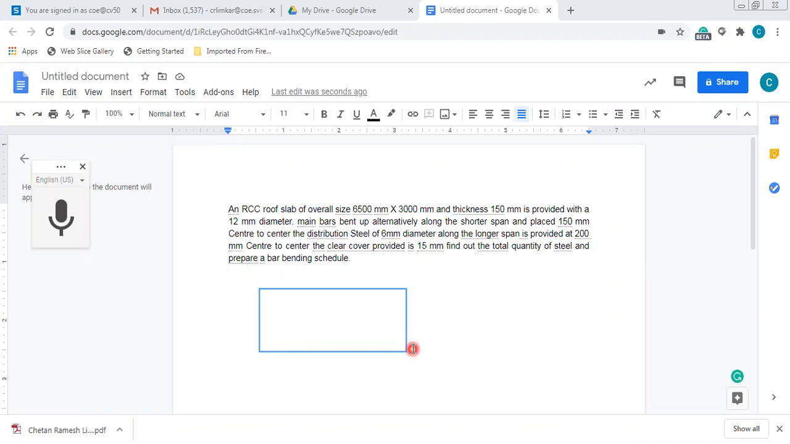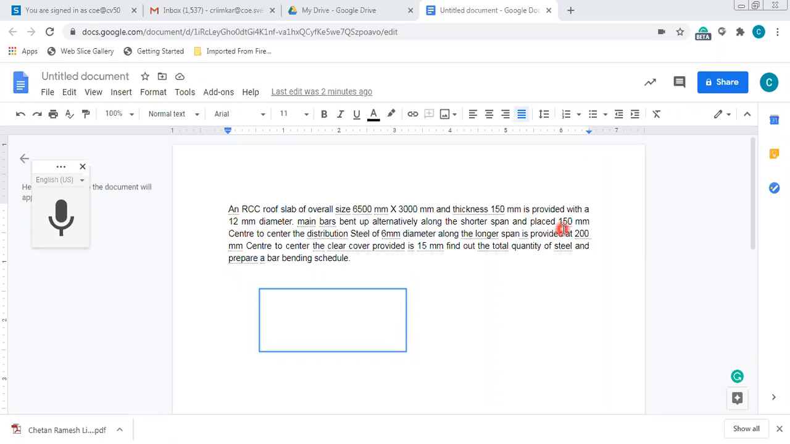This is your longer span having the dimensions as 6500 mm, and this is your shorter span having the dimensions as 3000 mm. Here the steel is being placed along this direction and this direction. This is the slab, 6500 by 3000 mm. Thickness of the slab is given as 150 mm. In the previous problem, I showed you this cross section. The main steel is provided along the shorter span. So here is your main steel. The size of the bar used in the main steel is 12 mm.